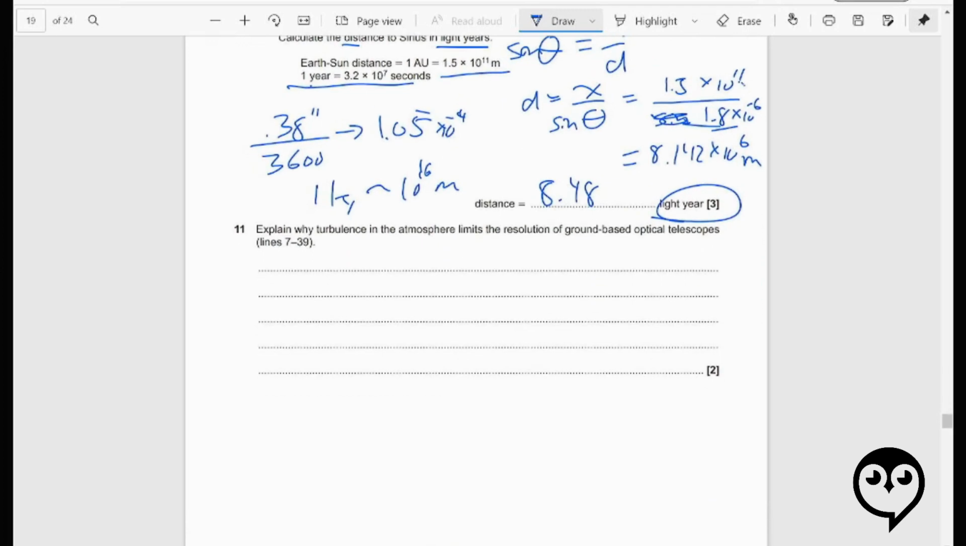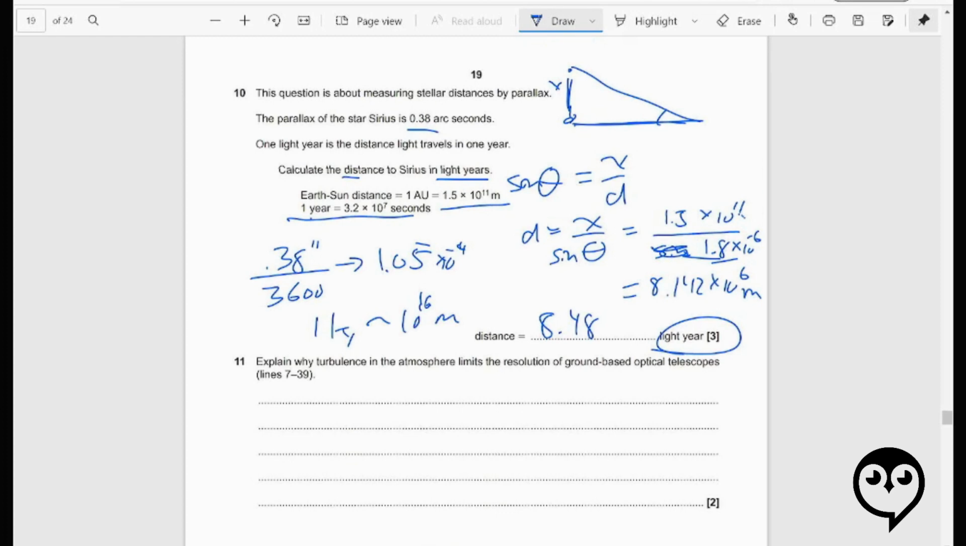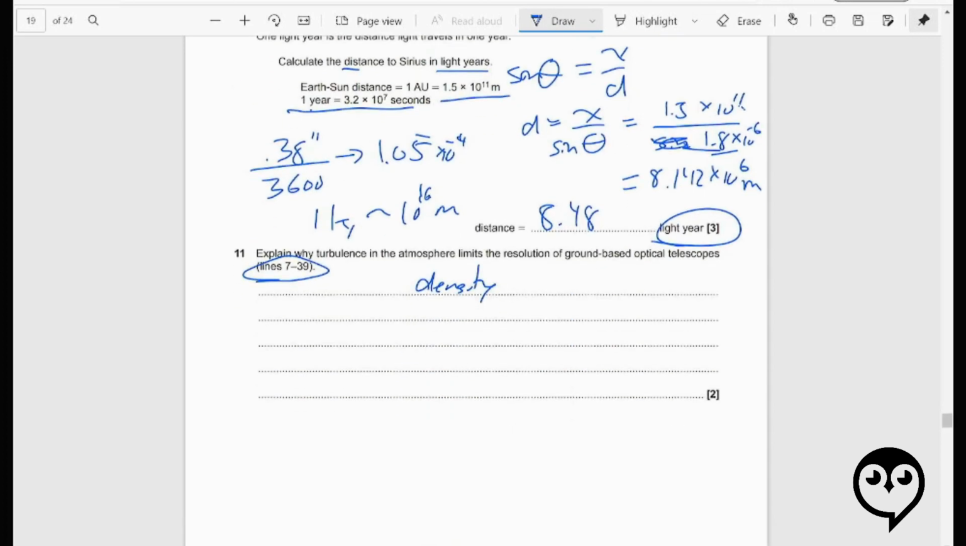Explain why turbulence in the atmosphere limits the resolution of ground-based optical telescopes. Okay, I'm not sure what that's from if you need to read something, but we know there'll be changing densities. Because the densities vary, you'll get different refractive indices, and so images will be kind of wavy and blurry, and this is what happens. So fluctuations in air density because of the very different temperatures in the atmosphere, maybe something like that.